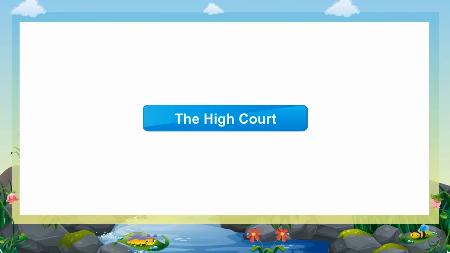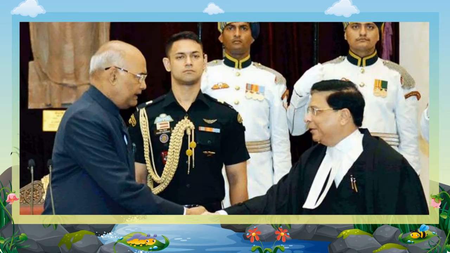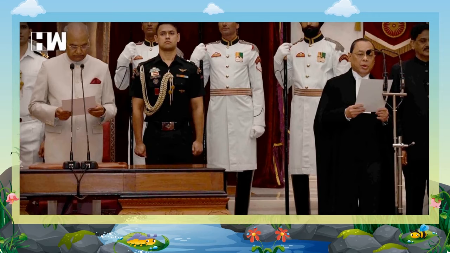The High Court. The High Court is the highest court in a state. Its presiding judge is called the Chief Justice. There are a few more judges. The President of India appoints the Chief Justice of a High Court on the advice of the Chief Justice of India. For appointing as a judge, a person must be a citizen of India and have enough experience as an advocate. He gets pay and allowances and retires at the age of 60 years.